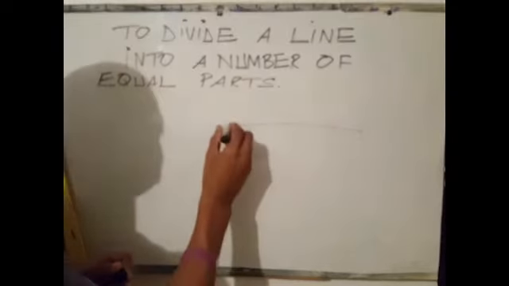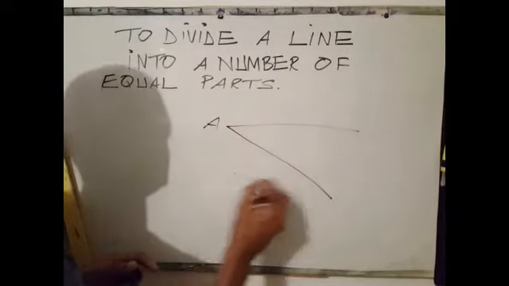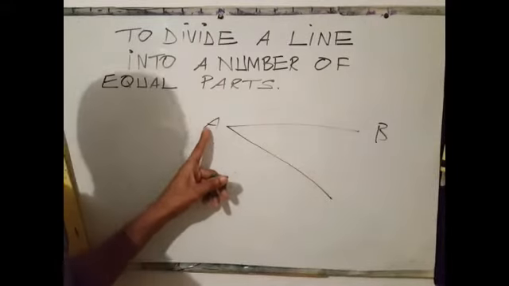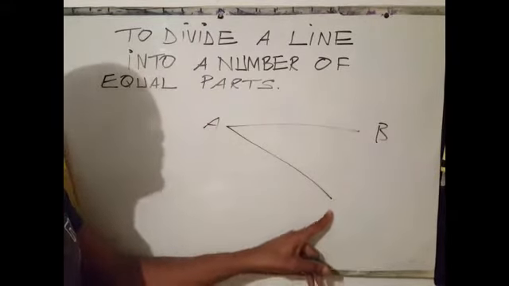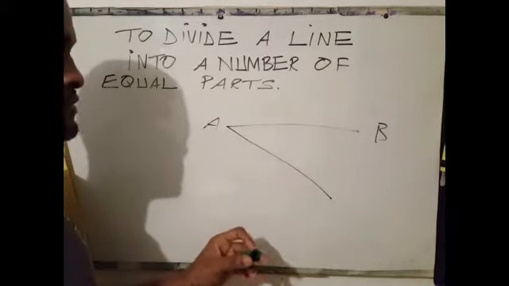Secondly, we need a random length line from one of the ends. For example, here, A, B. From this point, we're going to draw a random length line at a random angle. The length and angle doesn't really matter.